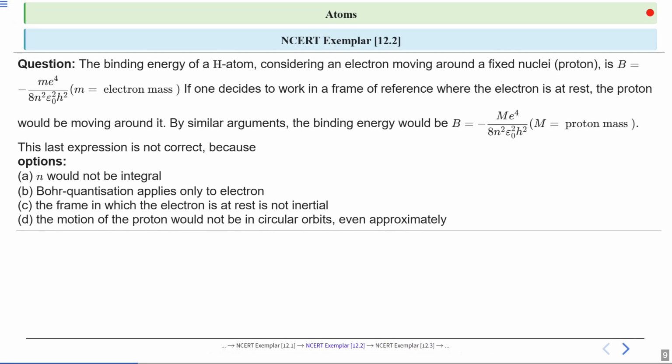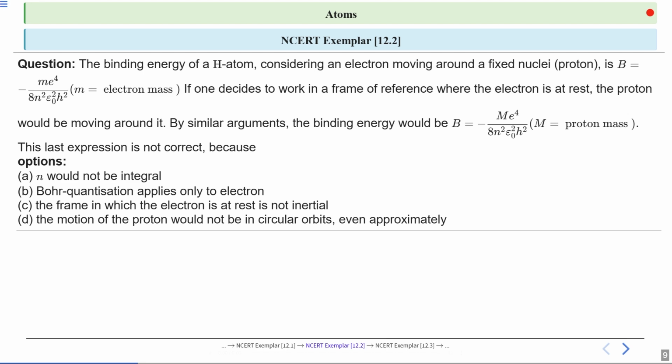Let's examine a conceptual question about the binding energy of a hydrogen atom and how it changes if we switch our frame of reference. The slide presents the formula for the binding energy of a hydrogen atom, B equal to minus me square upon 8n square epsilon naught square h square, where m is the electron's mass, e is the charge of the electron, n is the principal quantum number, epsilon naught is the permittivity of free space, and h is Planck's constant.